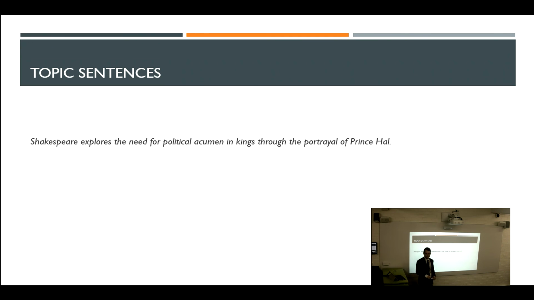Okay. Topic sentence. This is a topic sentence. Shakespeare explores the need for political acumen in kings through the portrayal of Prince Hal. What's the problem? Prince Hal what? Like you need to describe what Prince Hal does. So we'll get hands, we'll get suggestions. What needs fixing here? What's Prince Hal being portrayed as in the last one? Like, this is the portrayal.